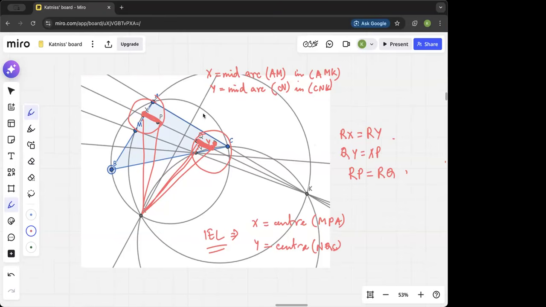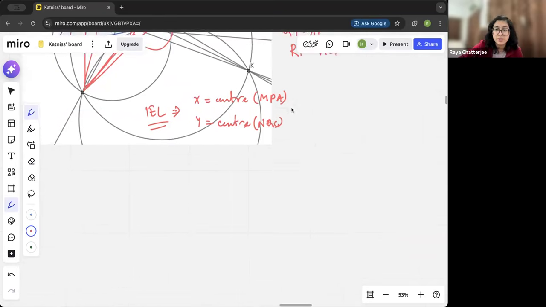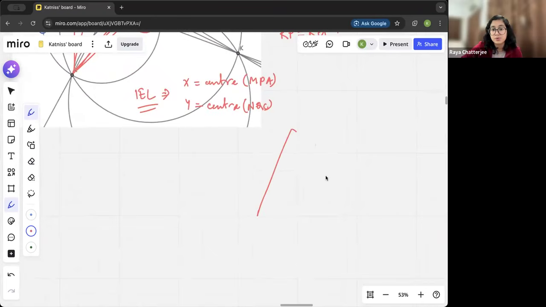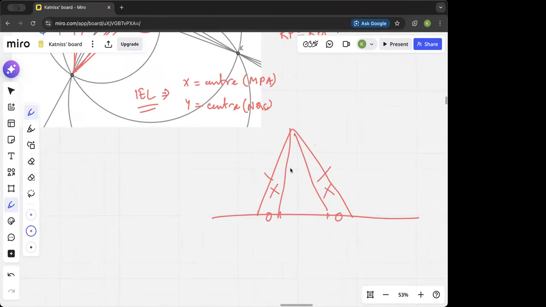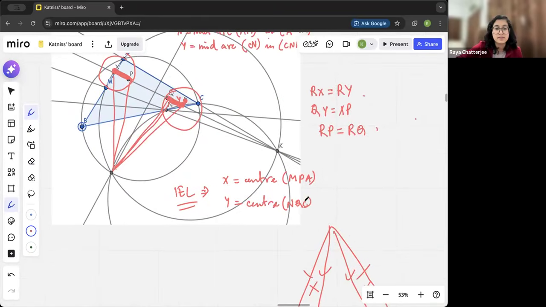So you kind of have a configuration where you have two sides of equal length, and you have two points here that have equal lengths. So these two triangles, this one and this one, are congruent, right? Yeah. So this and this have equal length, which is what we said. Thank you. Yeah, no problem.